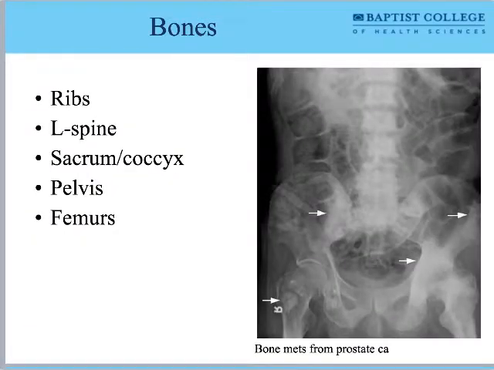Bones are going to be the next. So we're doing our BBC mnemonic. So we had bowels and other organs. Bones are next. So we'll look at the ribs that are visible, lumbar spine, sacrum, pelvis, and the proximal heads of the femurs. In this image, what we have are lesions, bony lesions caused by metastases from primary prostate cancer.